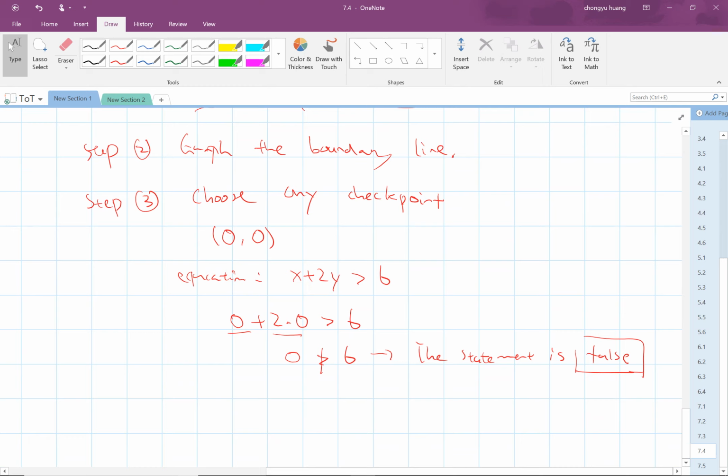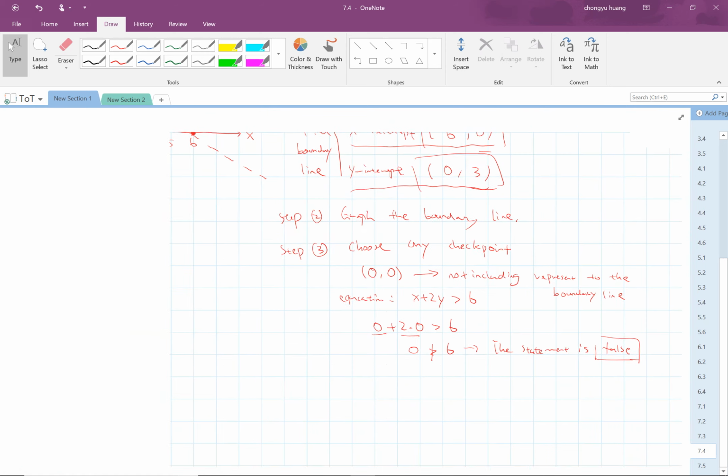So since the statement is false, you know that it is not included with respect to the bounded line. Here you can see the statement is false. Since the statement is false, we are not including the checkpoint with respect to the bounded line.